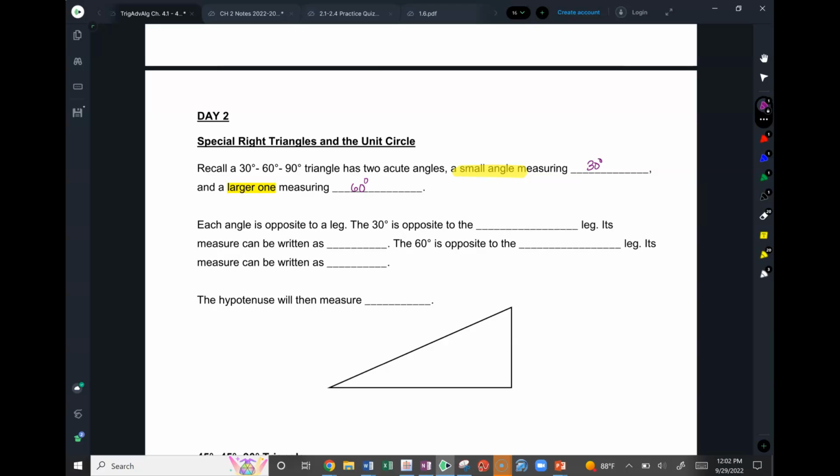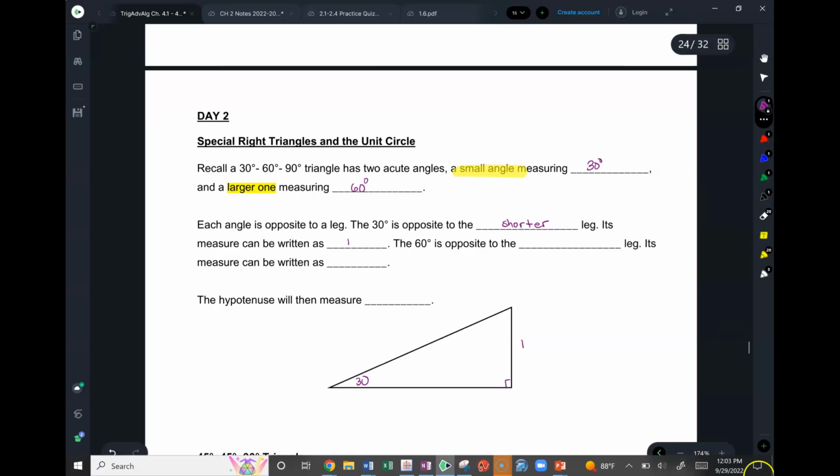This is kind of review. The 30 degrees is opposite to the shorter leg, and its measure can be written as 1. Remember, we always do 1 for that short leg. So let's put that here. This is the smaller angle, 30 degrees. It's opposite to the shorter leg, and I can write that as 1.